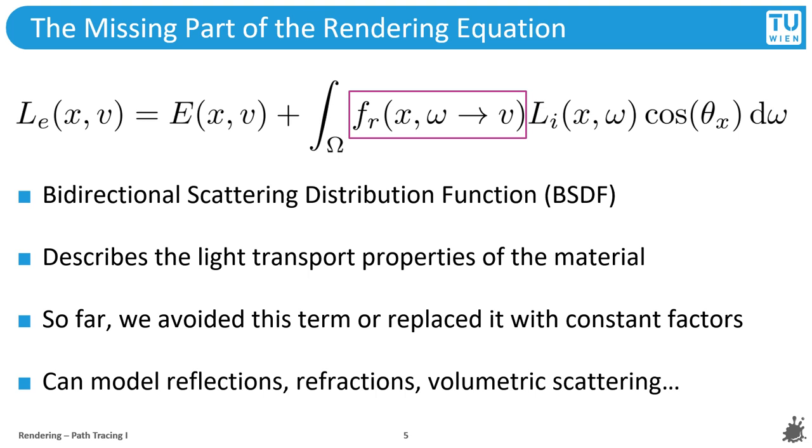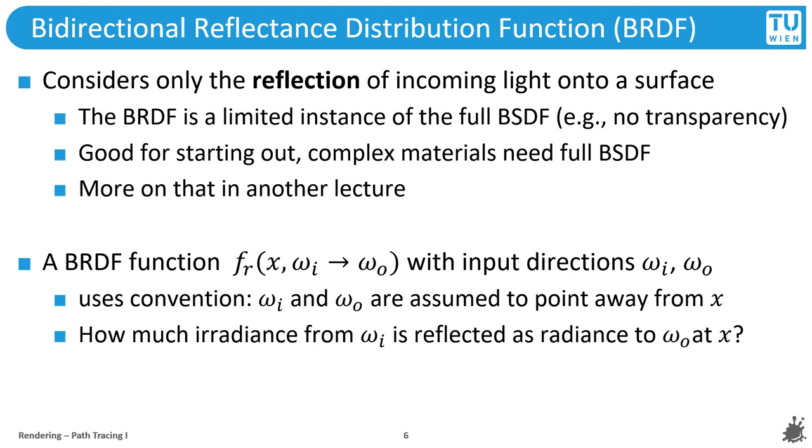For now, we will only consider materials where light is either absorbed, that is, lost in transport, or reflected at or immediately below the surface. So no particle scattering, translucency, subsurface scattering, or similar. We will visit those at another time, but for now, we only stay with those simple materials, for which it suffices to define a relatively simple BRDF, a bidirectional reflectance distribution function.